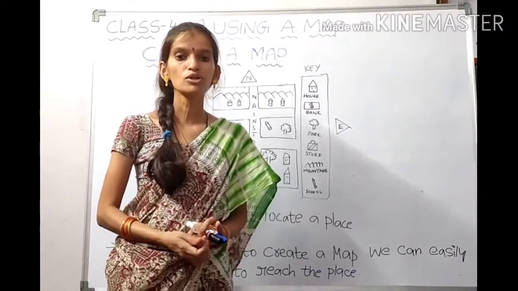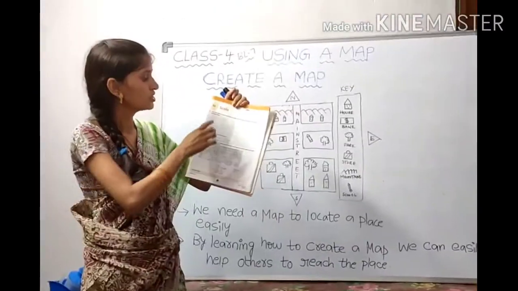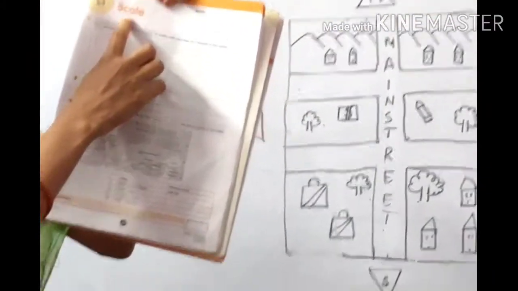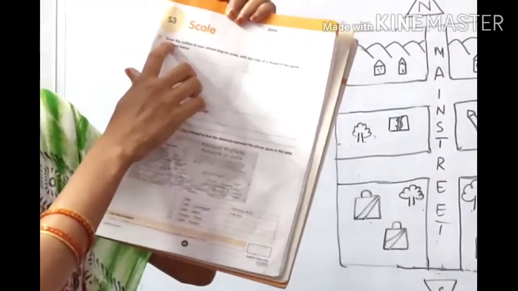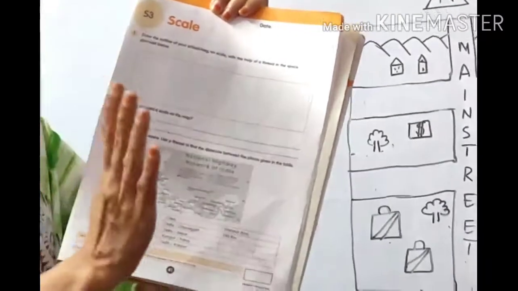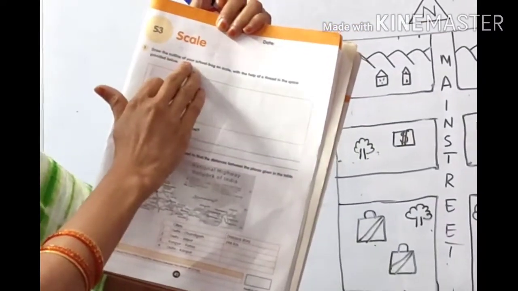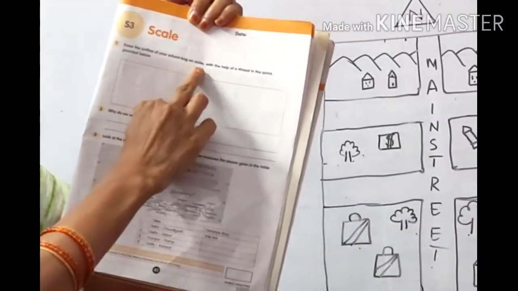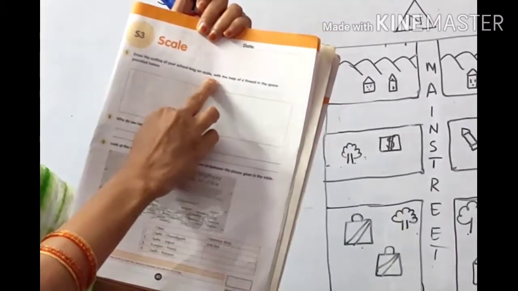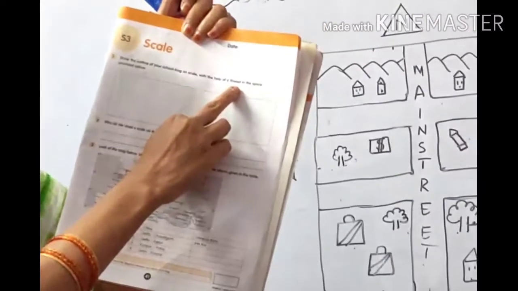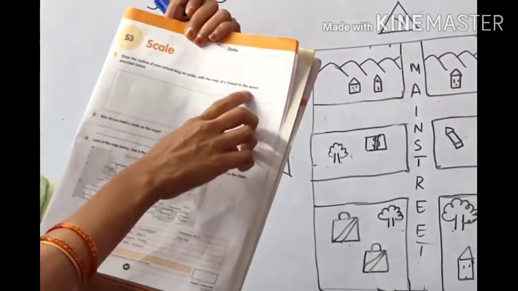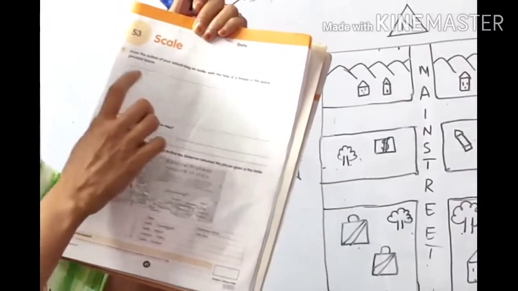Now, all of you open your S3, children. See here, S3 scale, using a scale we have discussed. Read the question properly, children, everyone. If you read the question properly, you can answer easily. Draw the outline of your school bag on scale. So what do you have to do with the help of thread? I showed you, no? With the help of thread, you measure that school bag and draw it in the space provided. You do this activity.